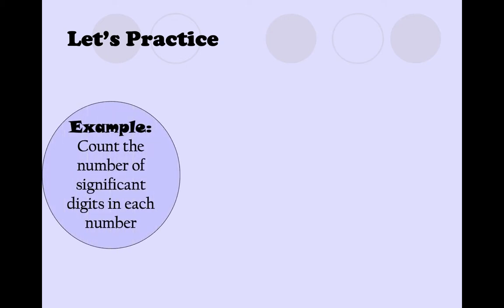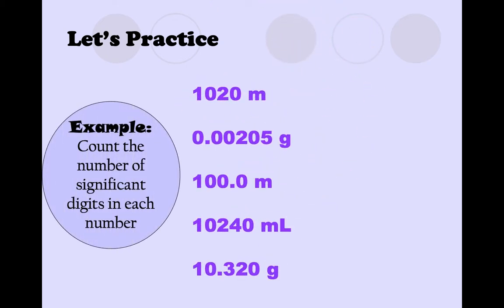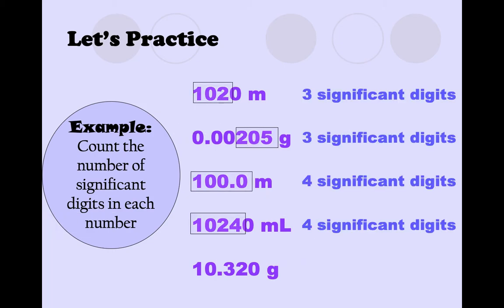So go ahead and pause the video here and try to count the number of significant digits. Okay, let's look at the answers. And that's where you end up with. So again, we have rules. If there is or is not a decimal place, we have different rules of counting.